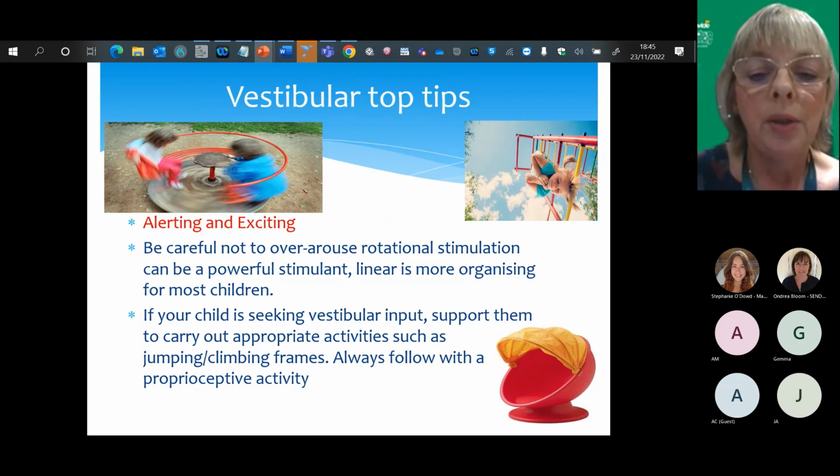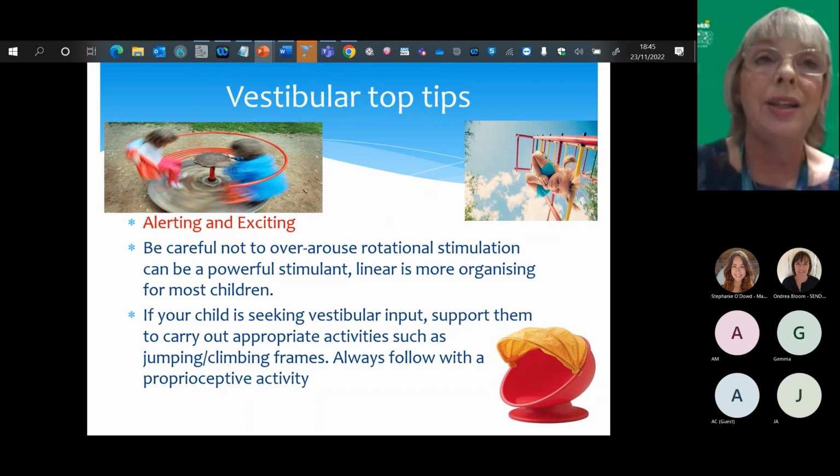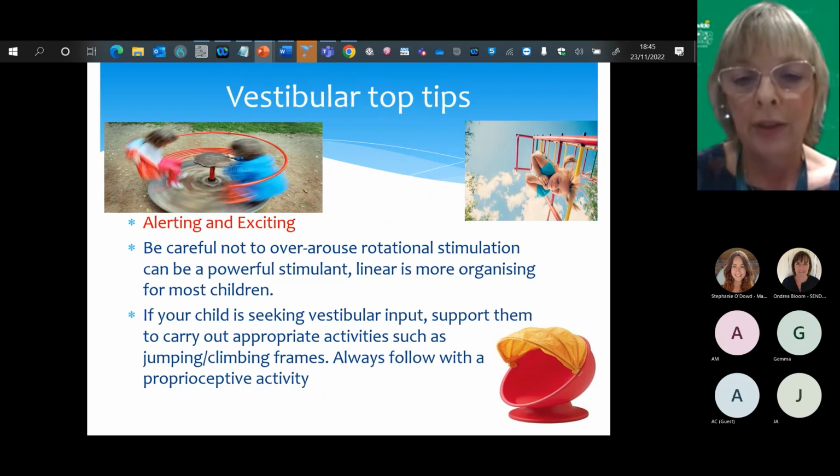You need to be mindful, and I talk about being a sensory detective a lot of the time. So be very careful about how you use spinning with a child, going on a roundabout and things like that, because it can actually excite a child to a point that they flip into Tigger, and then Tigger is suddenly on the M25. So that's something to be a bit mindful of.